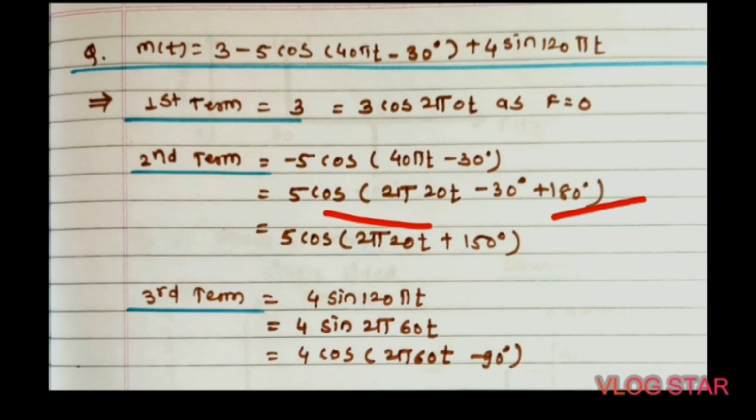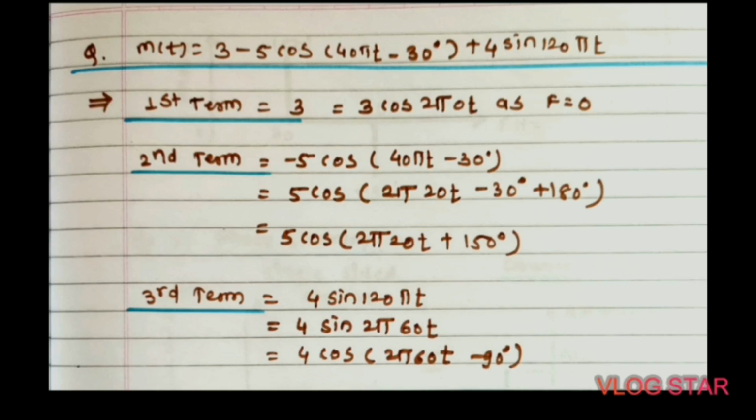So after that we will get 5 cos of 2 pi ft. The value of frequency is equal to 20, and then 180 degree minus 30 is equal to 150 degree. So finally we will get the positive amplitude value, plus 5.